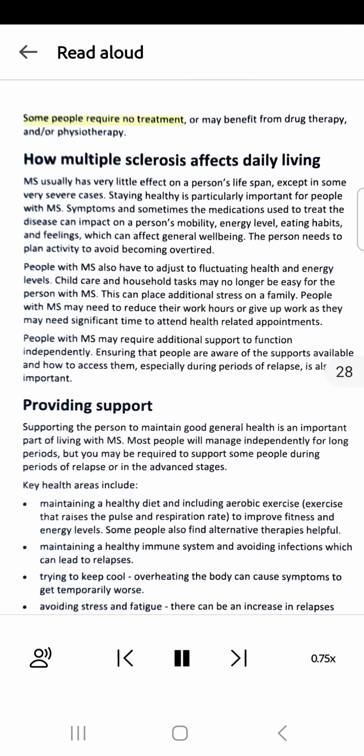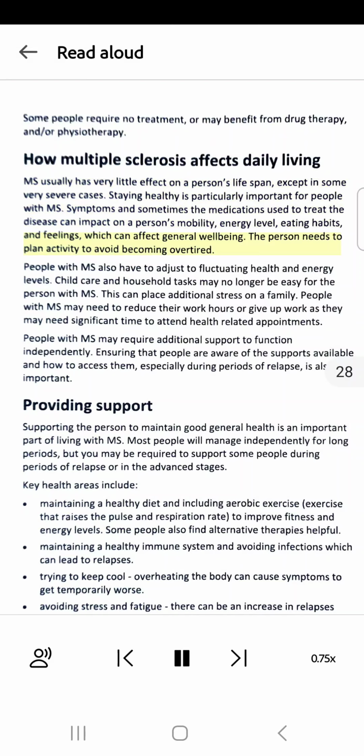Some people require no treatment or may benefit from drug therapy and/or physiotherapy. How multiple sclerosis affects daily living. MS usually has very little effect on a person's lifespan, except in some very severe cases. Staying healthy is particularly important for people with MS. Symptoms and sometimes the medications used to treat the disease can impact on a person's mobility, energy level, eating habits, and feelings, which can affect general well-being.